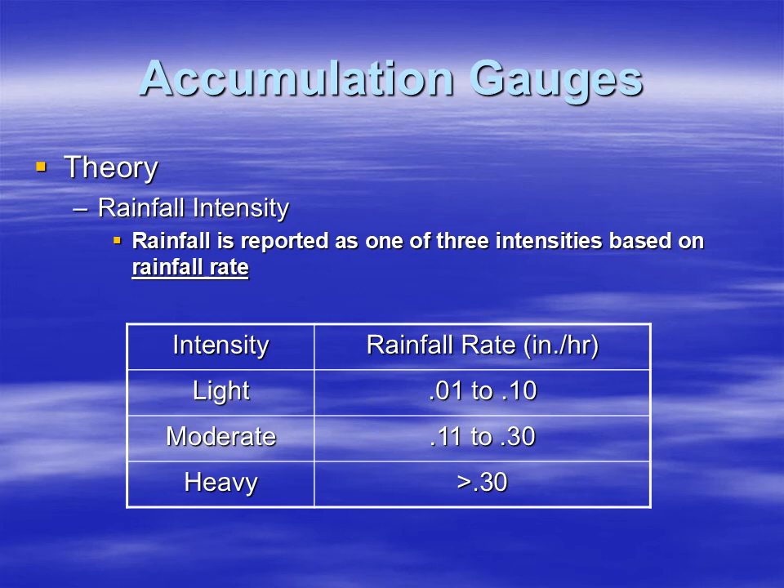And the National Weather Service has a method for estimating the intensity of the rainfall rate. They call the rain either light rain, moderate rain, or heavy, and that depends upon the rate at which the precipitation is falling. For light rain, it's 1/100th of an inch to 1/10th of an inch of precipitation in an hour. For moderate, it's between 11/100ths to 30/100ths of an inch in an hour. And heavy rainfall is more than 30/100ths of an inch in an hour.